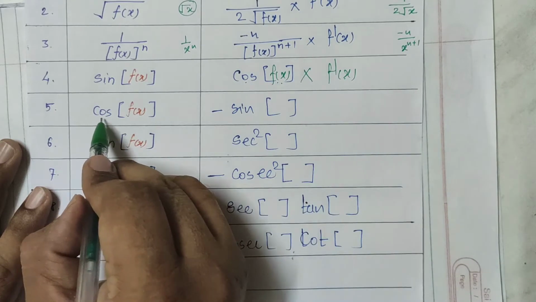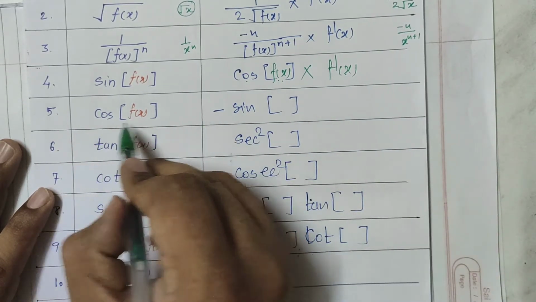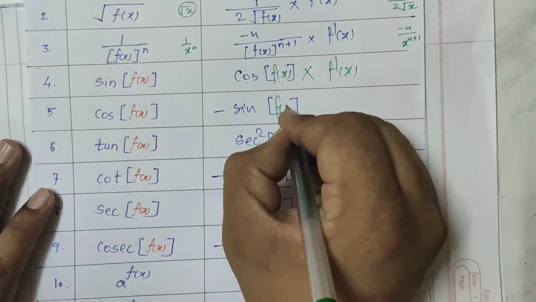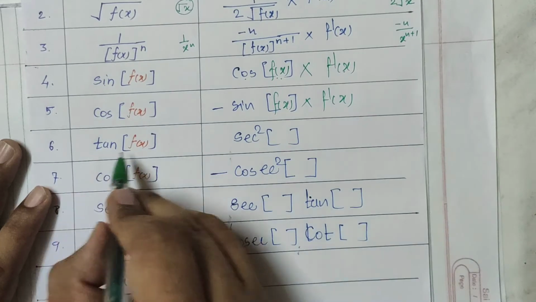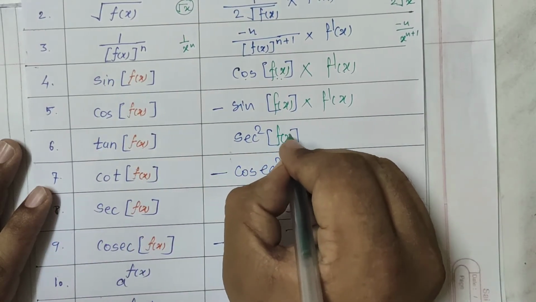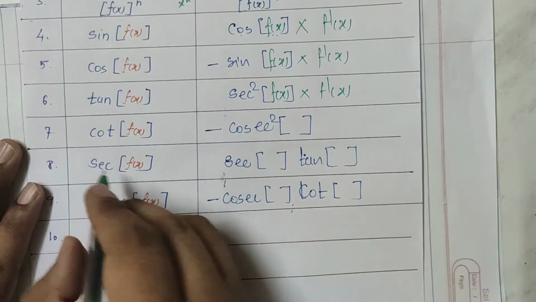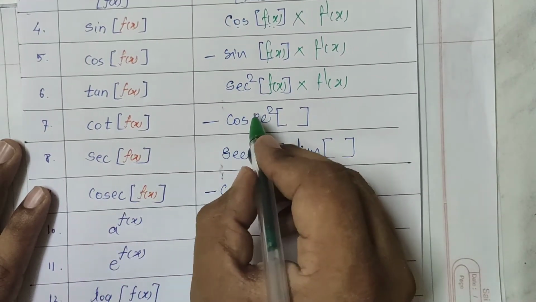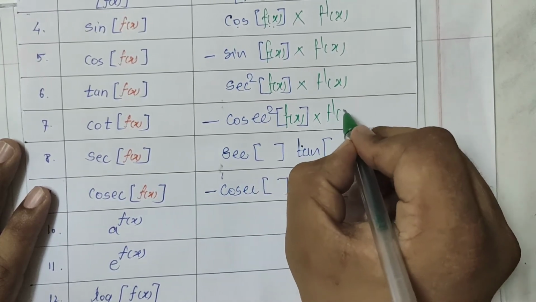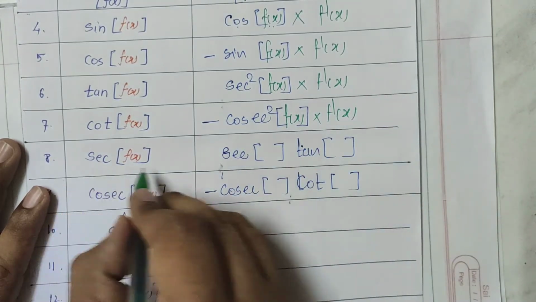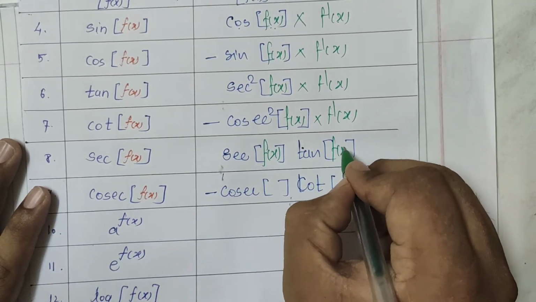Then the second derivative, cos of f of x. The derivative of cos of f of x is minus sine f of x into f dash of x. Tan of f of x gives sec square f of x into f dash of x. Cot of f of x gives minus cosec square of f of x into f dash of x. Sec of f of x gives sec f of x into tan f of x.